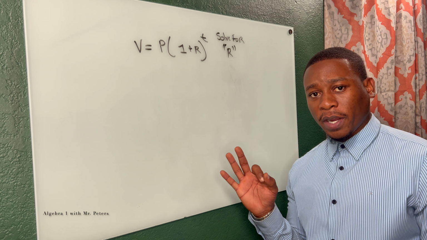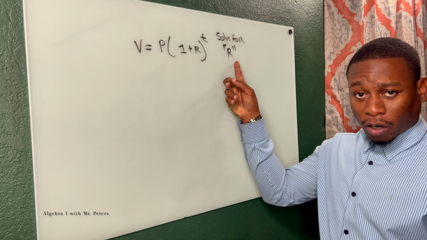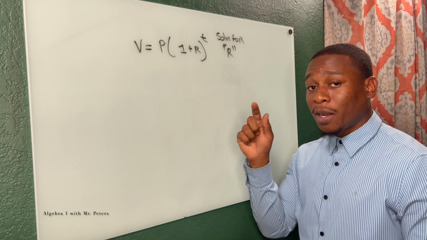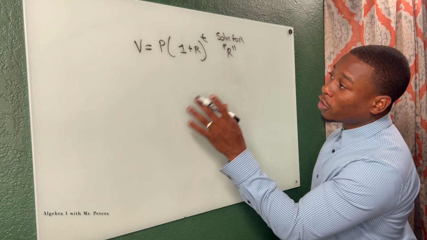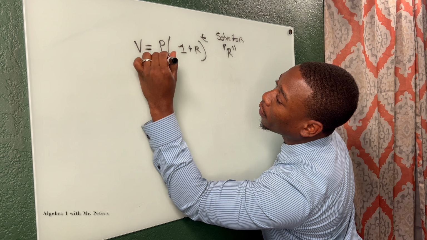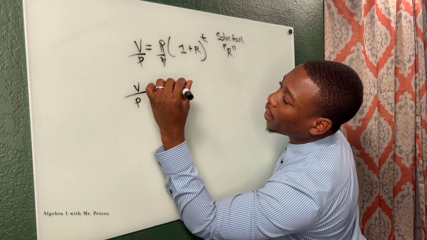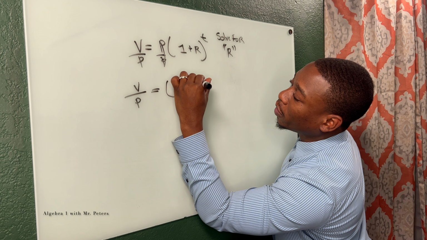Really hope this review has been helpful for you guys. We're on to the last problem, and they want us to solve for r. But like I just told you, r is inside the parentheses. We have to get it by itself first. What's in parentheses has to be by itself first. So we're going to divide by p, right? Cancels out. We have v over p is equal to what? 1 plus r to the t power.